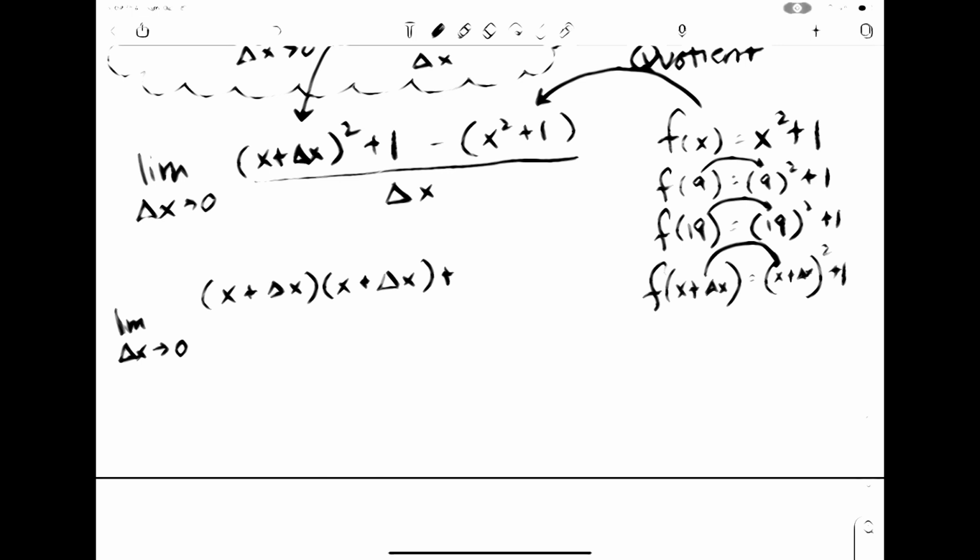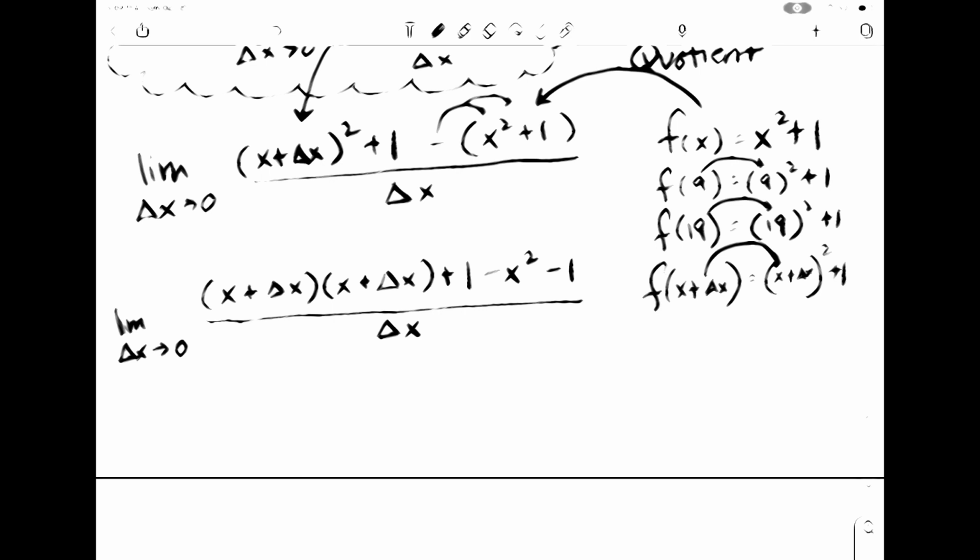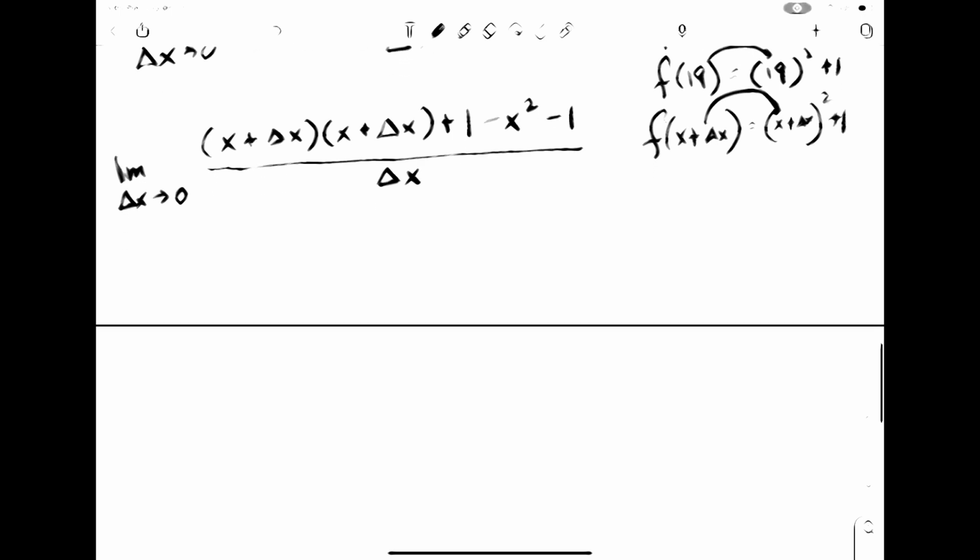You have to FOIL this out. By the way, I'm going to distribute this negative 1 to get plus 1. That comes from there. And then I'm going to have negative x squared minus 1, all over delta x. And I'm taking the limit as delta x goes to 0. Do you ever forget that, Mr. Curran? No, I don't. If I mean to take the limit, I write it. I don't get lazy, and I don't forget it. And before I hand in a test or an assessment or a quiz, I always make sure, have I crossed all my T's and dotted all my I's?